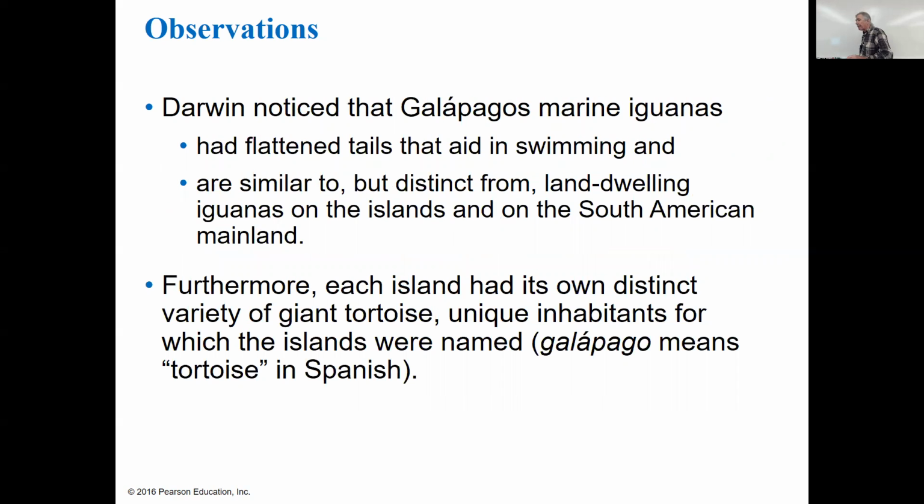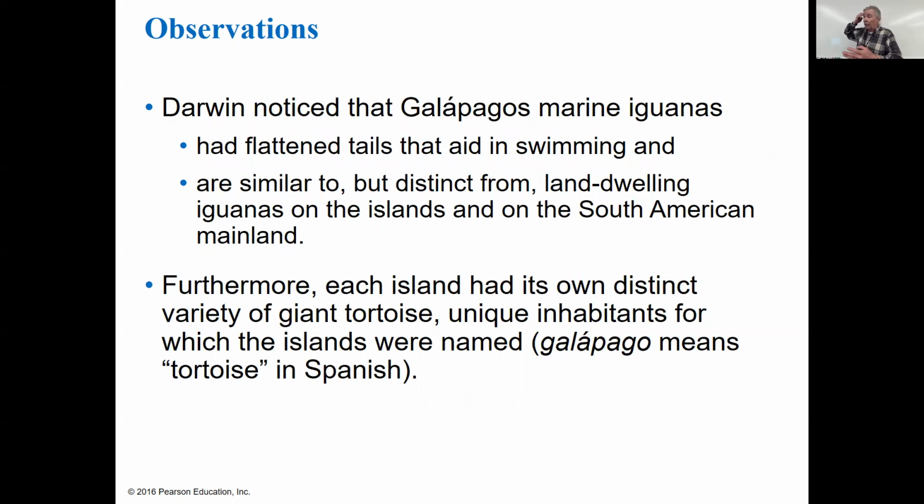So these marine iguanas are really strange. These iguanas that are marine have flattened tails that aid in swimming, similar but distinct from the land-dwelling iguanas on the islands and on the South American mainland. It's similar, but behaving in a very different way.